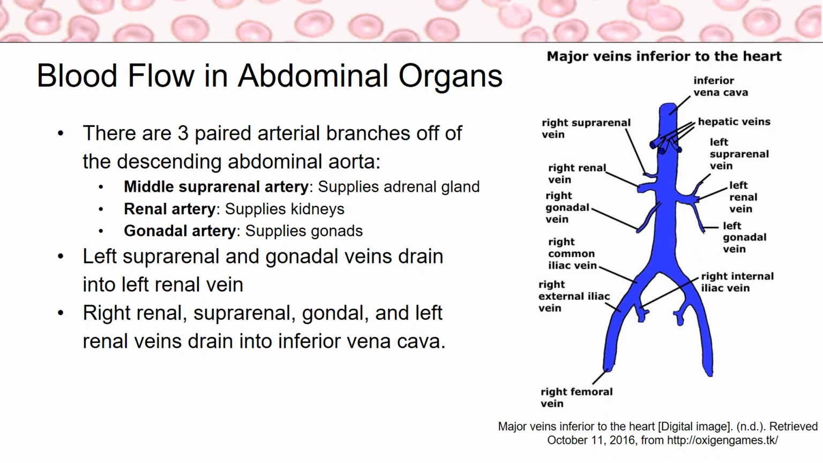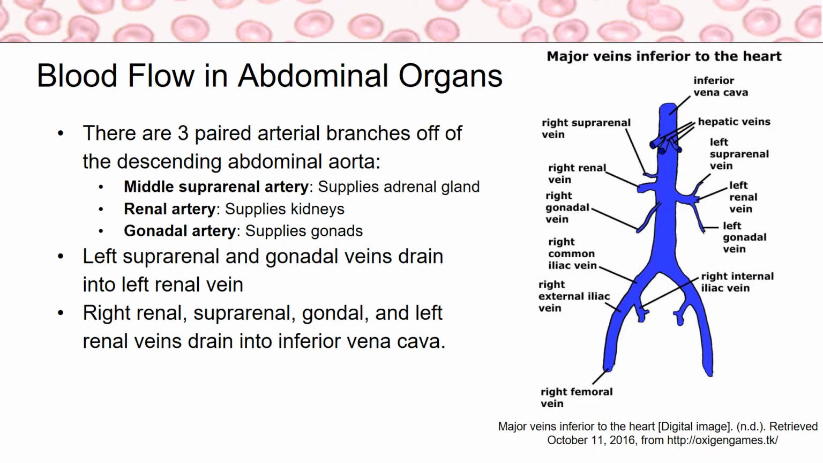For blood flow in abdominal organs, there are 3 paired arterial branches that come off of the descending abdominal aorta. These include the middle suprarenal artery, which supplies the adrenal gland, the renal artery, which supplies the kidneys, the gonadal artery, which supplies the gonads, and that's about it that we need to be concerned about.